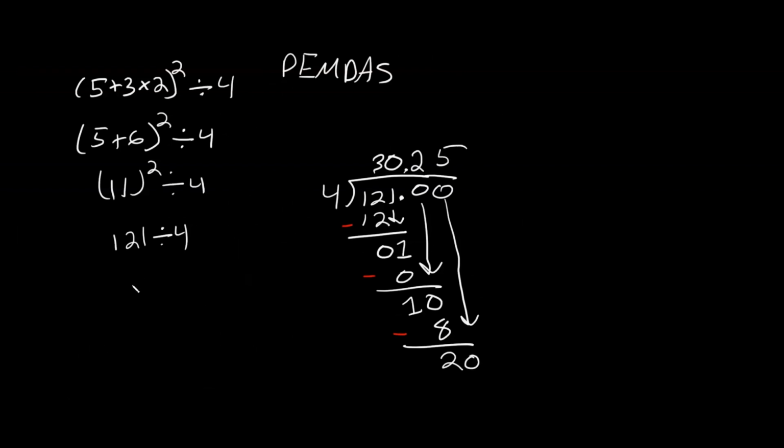So our answer to this problem is 30.25. And we could have left it as a remainder, 30 and remainder of 1, but I evaluated it as a decimal. So our answer here is 30.25, or 30 and 25 hundredths.